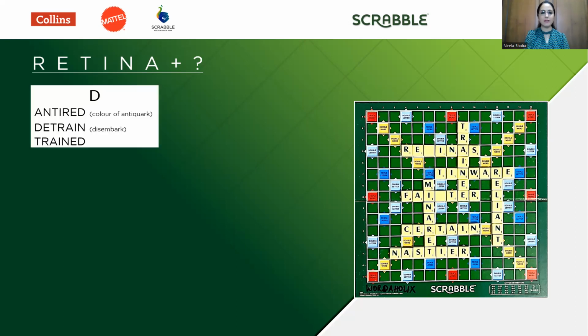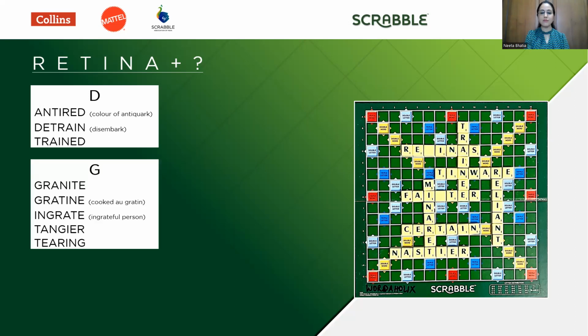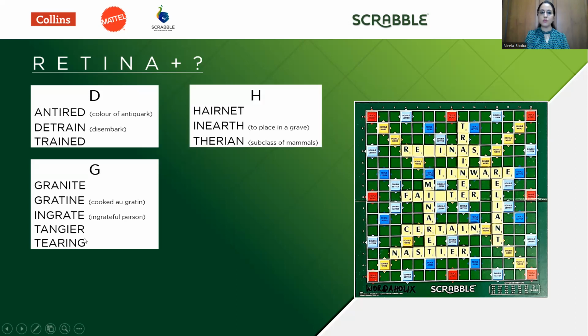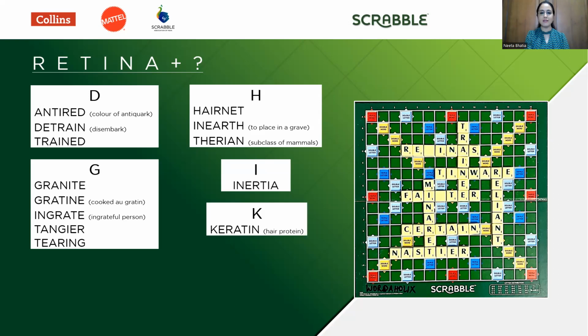For example, with a D, one could make simple words like trained, detrain, which means to disembark or get off a train. And we learn a new word, which is antired, which is the color of the antiquark, something associated with quantum physics. Retina plus G gives you anagrams, which are granite, gratine, which is a form of cooking, ingrate, which is an ungrateful person, tangier, and tearing. With H, we can make words like hairnet, inert, therian. Retina plus I gives us only one bingo, which is inertia.